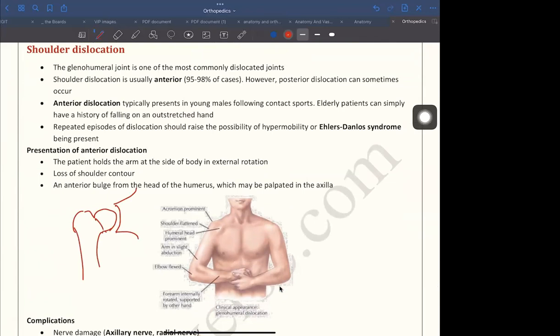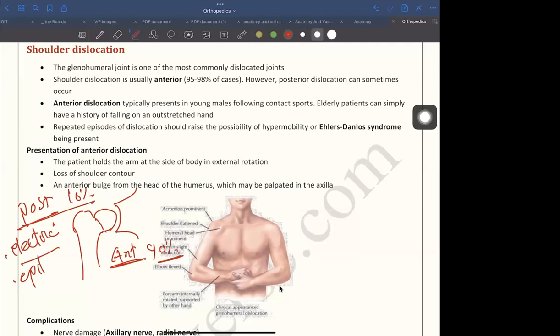So dislocation is of 2 types: either anterior dislocation, which is the commonest, 90% of presentations, or posterior dislocation, which is less common, only 10% of presentations, and usually happens with electrical shock or epilepsy. So it's E&E, okay? Anterior dislocation typically presents in young males, contact sports, and repeated dislocation happens in Ehlers-Danlos syndrome, all right, which is laxity of the joints.